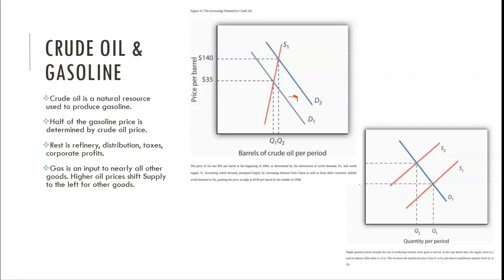Gas is an input to nearly all other goods, in the United States at least, and in many other goods and industries around the world. Higher oil prices actually cause the supply of other goods to shift to the left, since gas is an input. So when we have an increase in the demand for crude oil, it's going to raise the equilibrium price of crude oil. This is going to raise the price of gasoline, which is increasing the input costs of production, which will shift our supply curve for other goods to the left. You can see that down here on this bottom right graph, leading to higher prices and a lower quantity for all other goods produced.